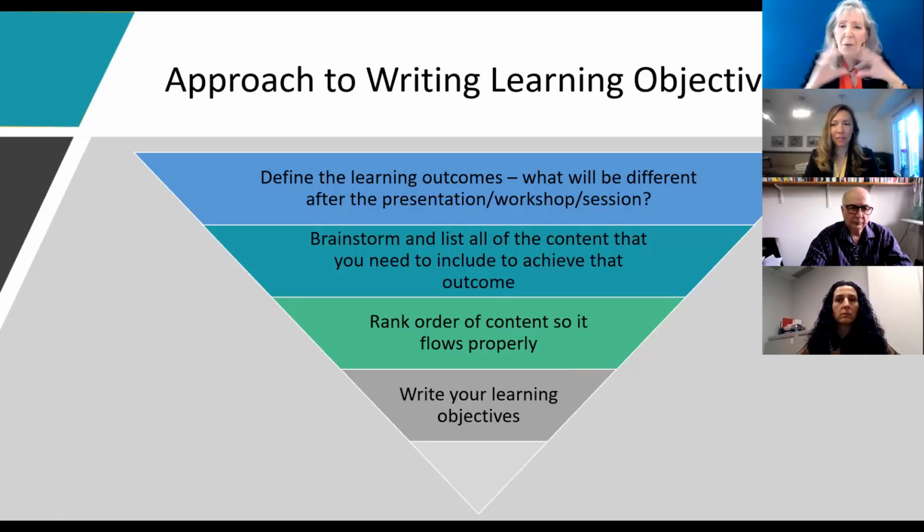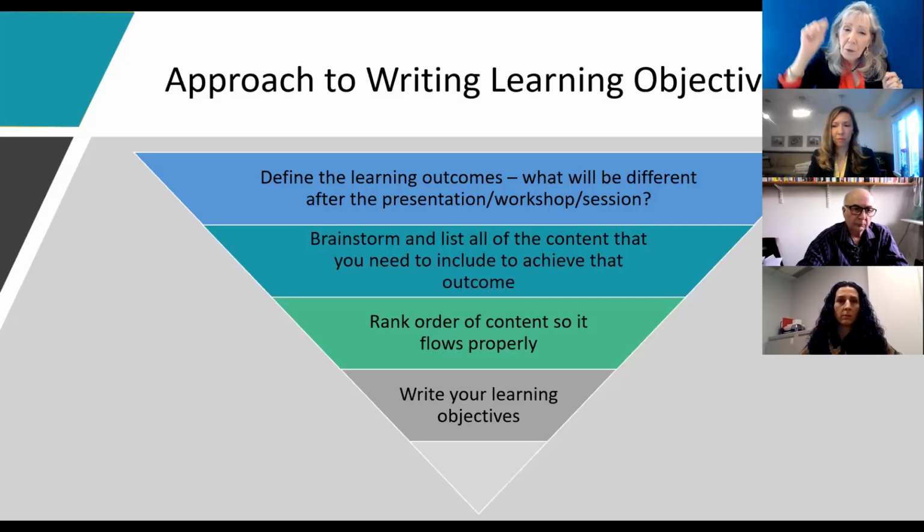And so the simple way to think about this, the simple way to do it, what is the outcome? So you want to first think about what's going to be different. What will they be able to do differently? What will they think differently? What will change after this learning session? So what's the point? Why are you doing this? What is the outcome that's desired?